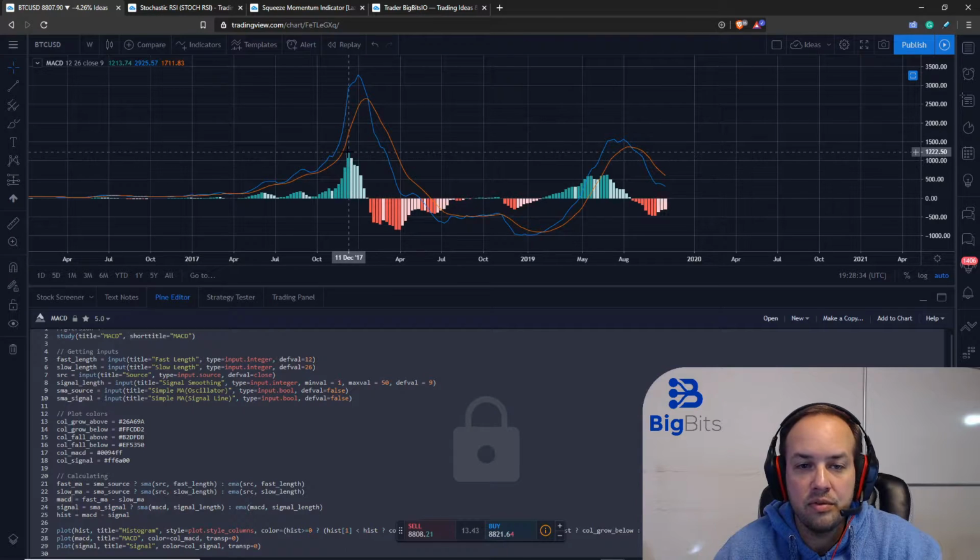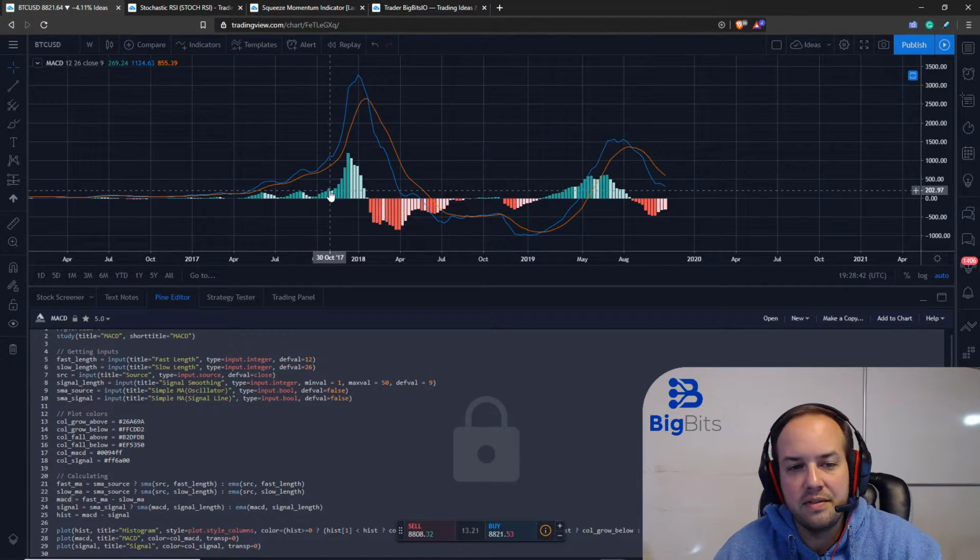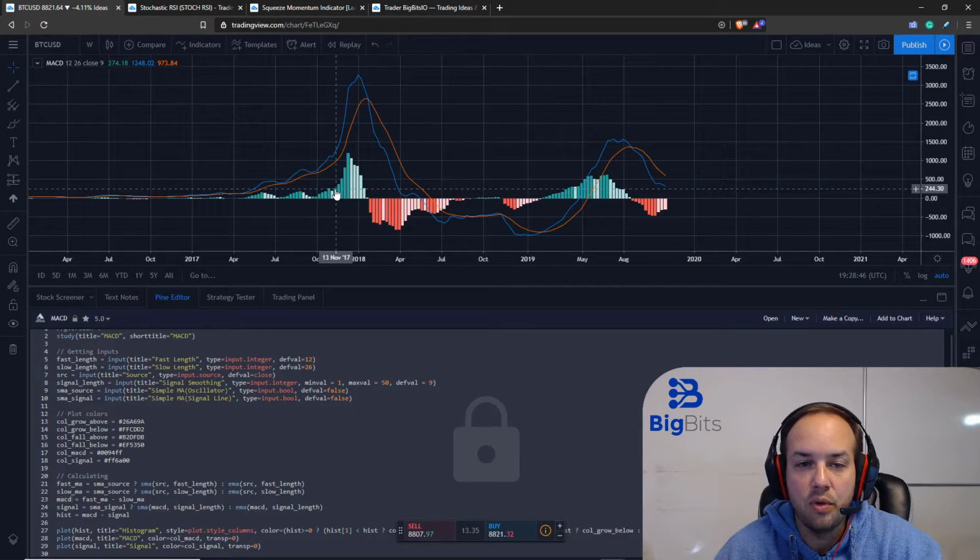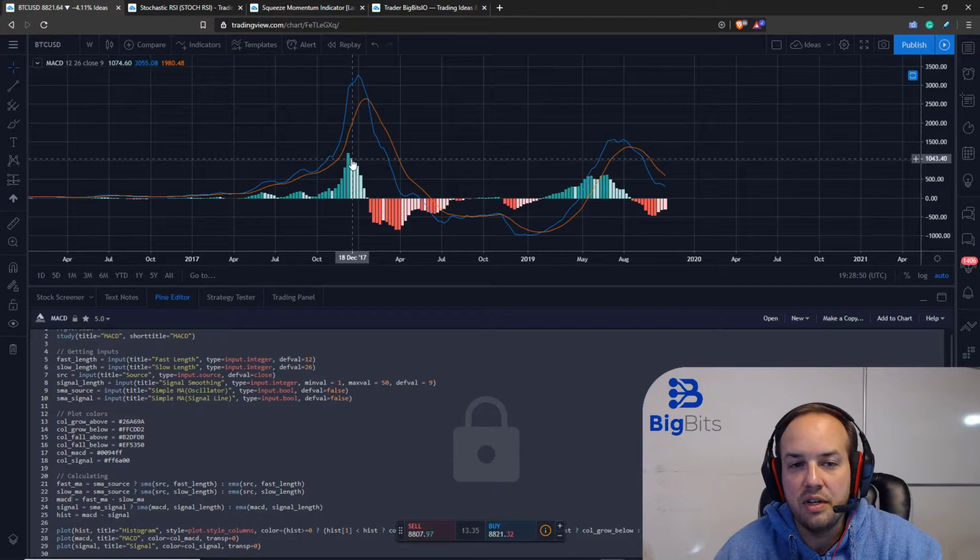So it produces a very large bar equal to that value, the difference between those two lines. You can see it's styled nicely: if it's greater than it was before, it's a darker green color, and if that divergence between the two lines is decreasing, getting smaller, it's a lighter green. And the same thing goes once it's below zero.